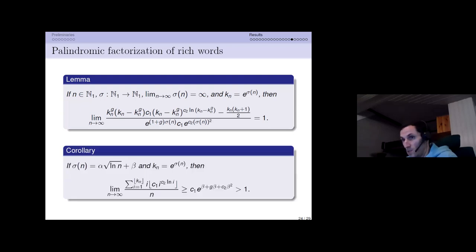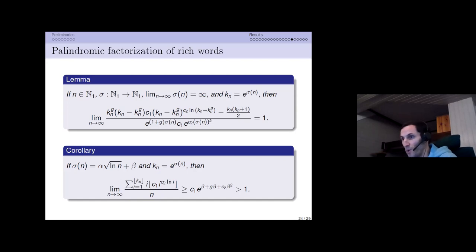And then as a corollary of these results, I was able to find a simple lower bound on the sum. This is something which is already easy. This is basically just a constant. So the sum which I presented divided by n is bigger than some constant, which is bigger than 1. This is the important message of this corollary, and this is already something which is easy to deal with.